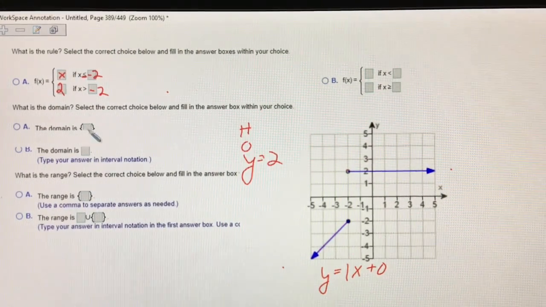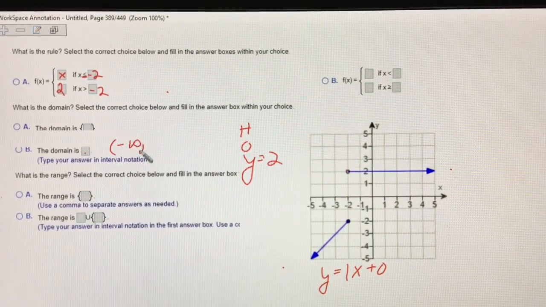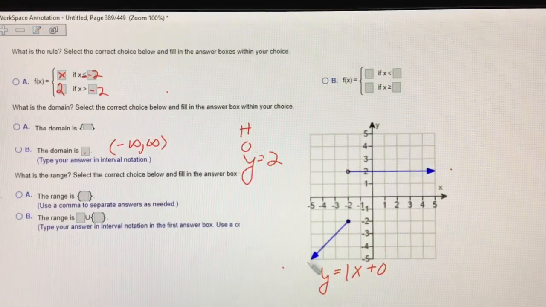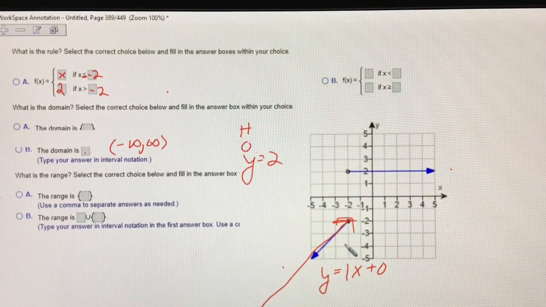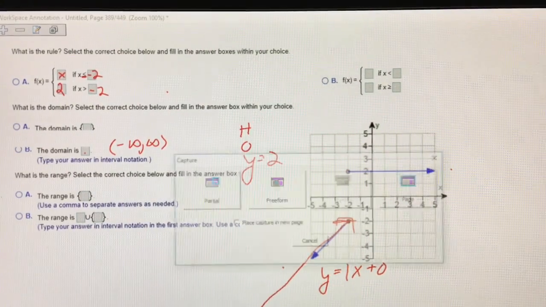Now, we need to figure out the domain. The domain is going to be, in interval notation, from negative infinity to positive infinity. This is a weird range. Notice the range comes from negative infinity forever and then stops. The y value stops here at y value negative 2. So this range, I'm going to rewrite. I'm going to make it a little bit larger.